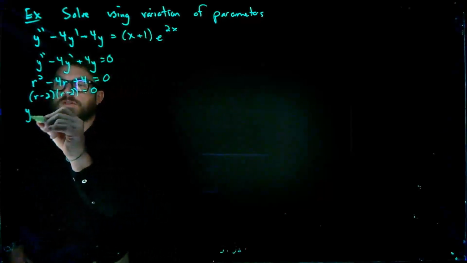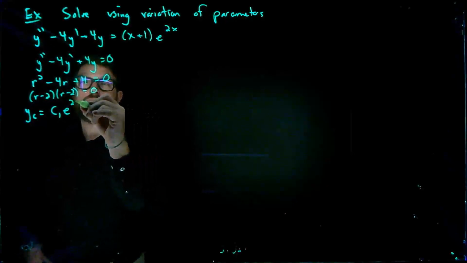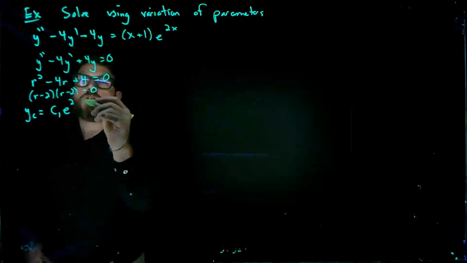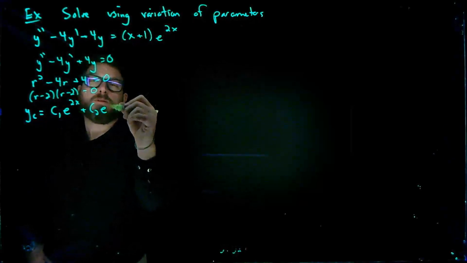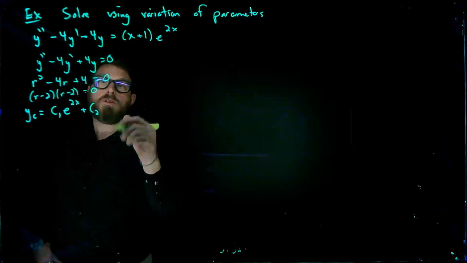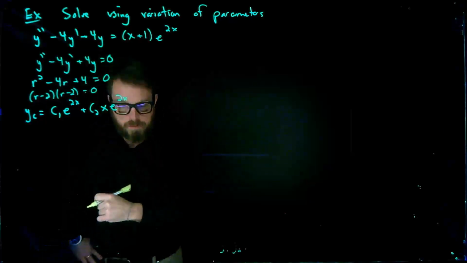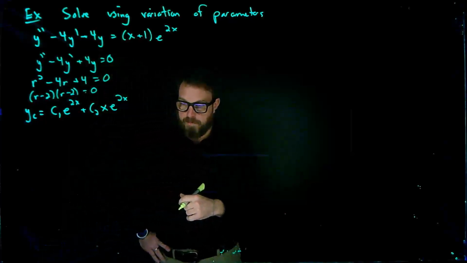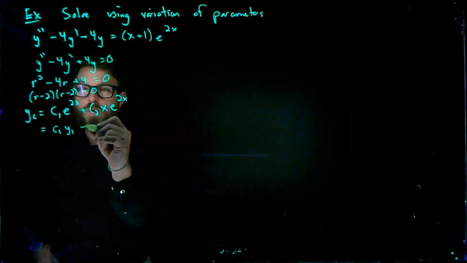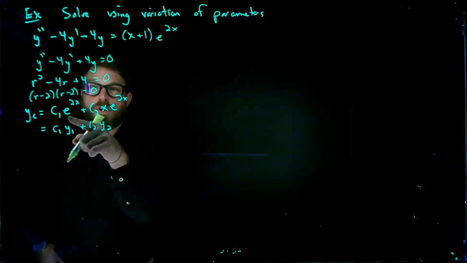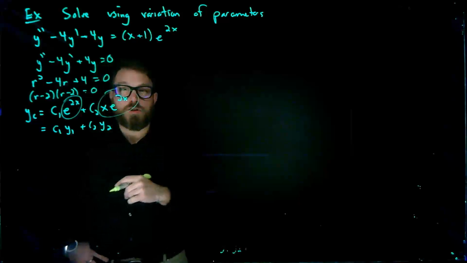So my complementary solution is going to be equal to c1 e to the 2x, because our variable is x, plus c2 e to the 2x as well, but that would be linearly dependent. Since it's a repeated root, I'm going to have to put an x in here, so x e to the 2x. So this is of the form c1 y1 plus c2 y2. This is our y1, and this is going to be our y2.